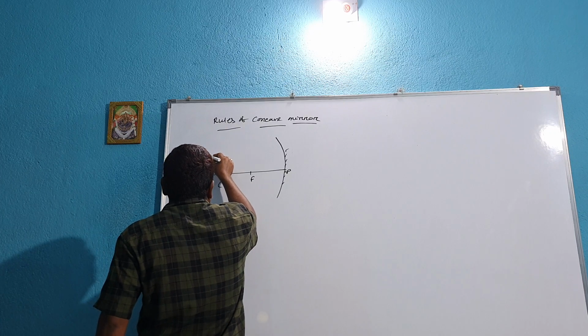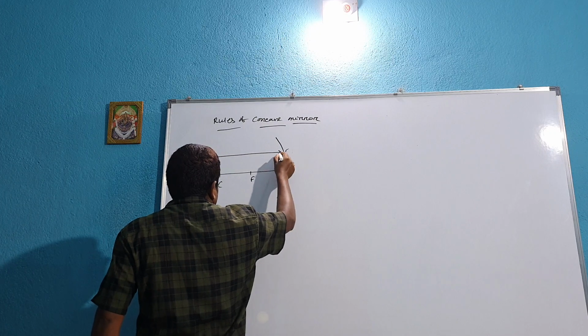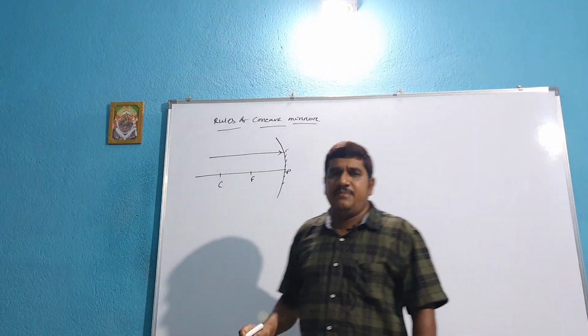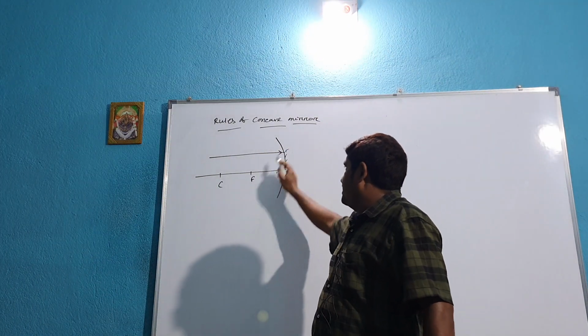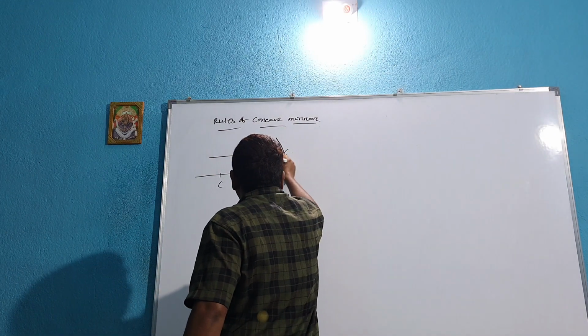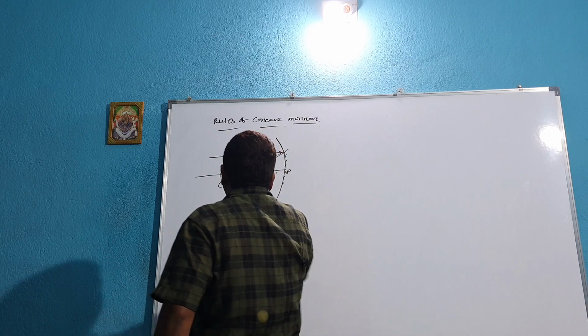When incident ray is parallel to the principal axis, this is the principal axis, the reflected ray passes through the focus. This is rule 1.